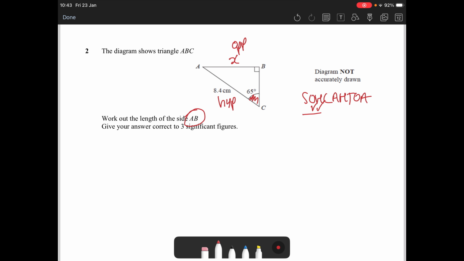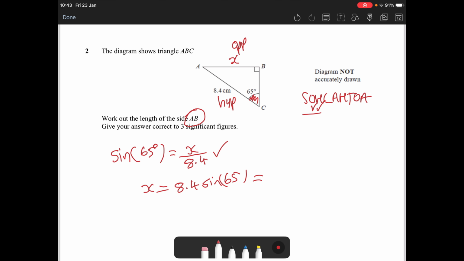Your first mark comes from setting up the equation first: sine of the angle 65, always put the angle beside sine, equals the opposite length, x in this case, over the hypotenuse 8.4. That will get you one method mark. We want to move the 8.4 across, so the second mark comes from 8.4 lots of sine 65, and then obviously type that in your calculator.